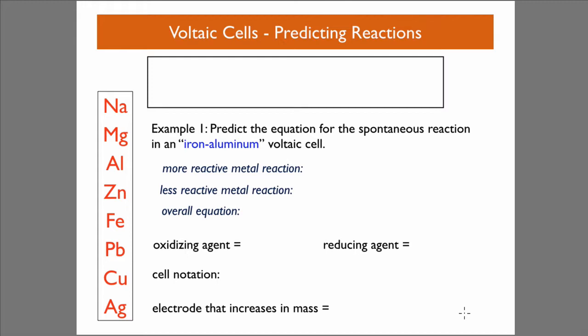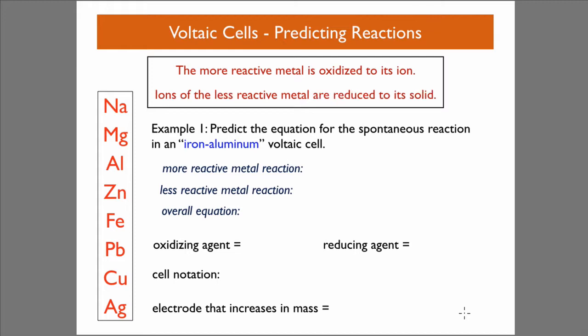Okay, with voltaic cells we can predict reactions given the reactivity series. So let's have a look. The more reactive metal is oxidized to its ion. Ions of the less reactive metal are reduced to the solid. Example 1. We're going to predict the equation for the spontaneous reaction of an iron aluminium voltaic cell.